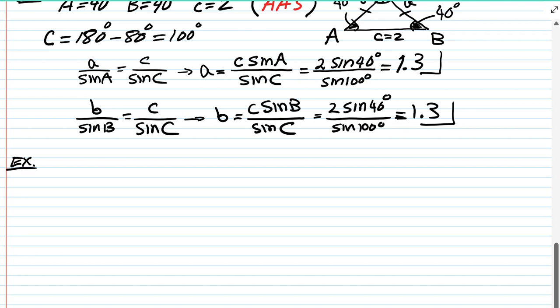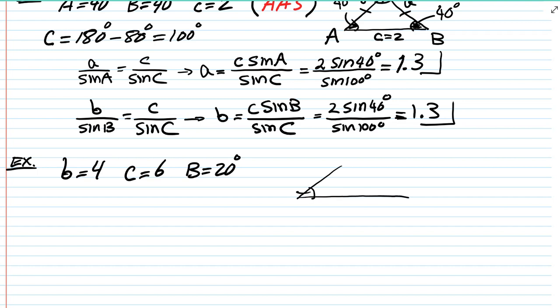Let's take a look at another example. So in this example, suppose I'm given now two sides and an angle, where the side is opposite the given angle. So for this one, let's say my b is 4 and c is 6 and capital B is 20 degrees. All right, now let me set this one up. The measure of the angle is 20 degrees. Here's capital B. Remember, the side opposite is little b, so that's going to be 4, and let c be the other side.